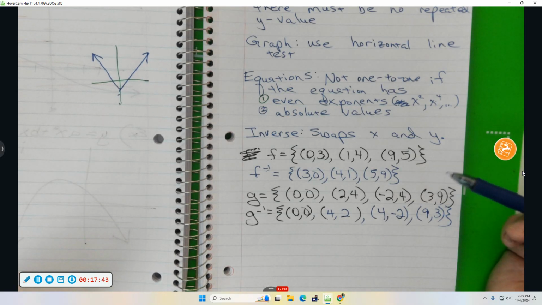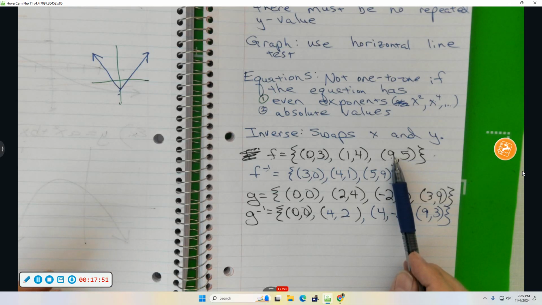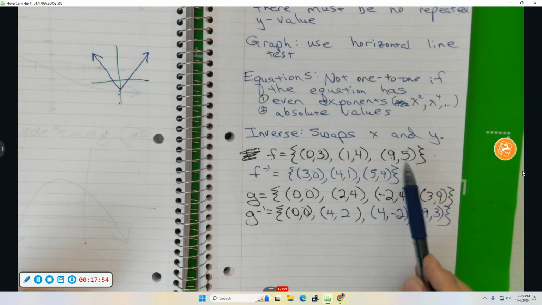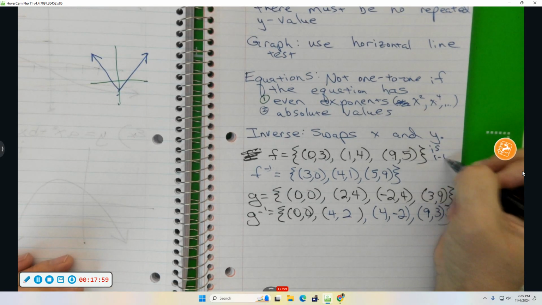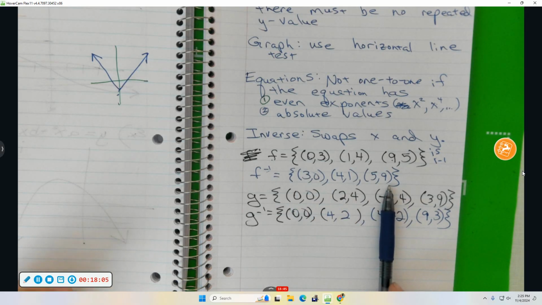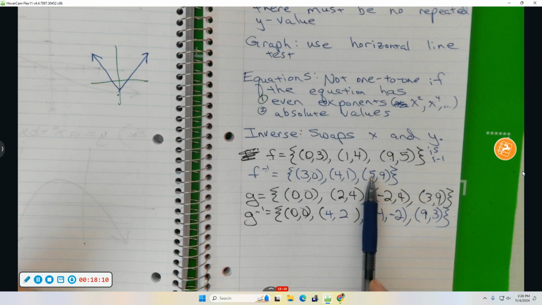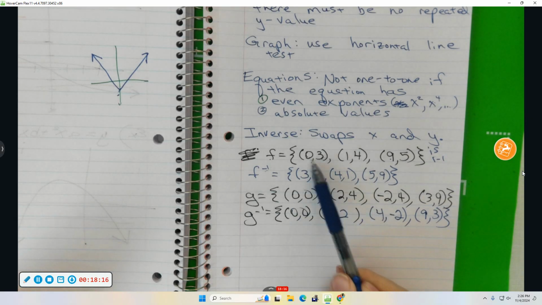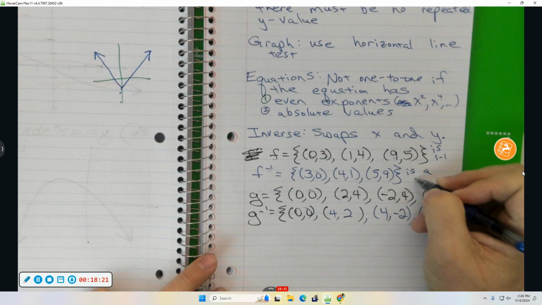Comparing these two functions, look at f. I think you'll agree that f is 1 to 1. There's no repeated x values, so it's a function. There's no repeated y values. The original function that I made up here is 1 to 1. What about the inverse for f? Is that a function? When you reverse the ordered pairs, 3, 4, 5, those are different numbers, so it's a function. So when f was 1 to 1, the inverse is a function as well.